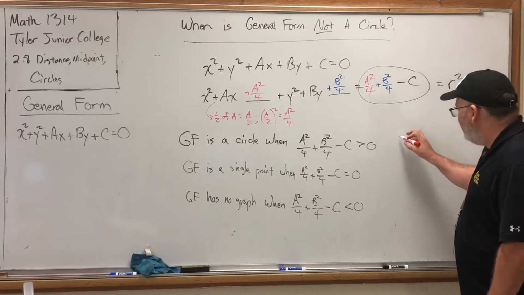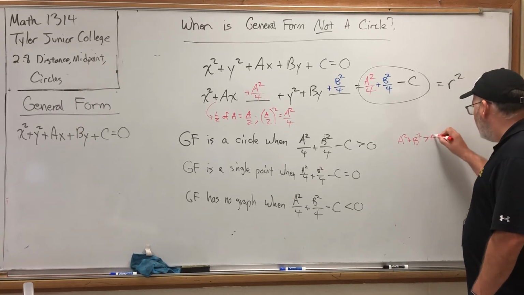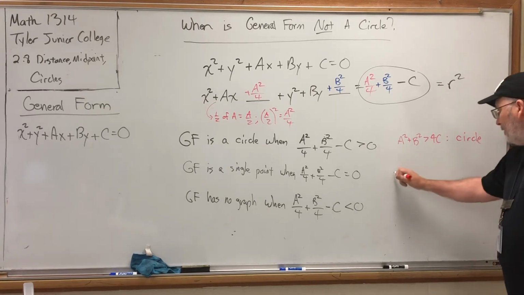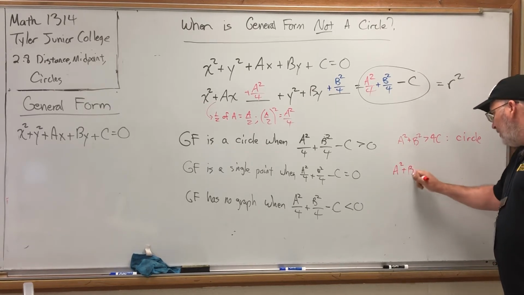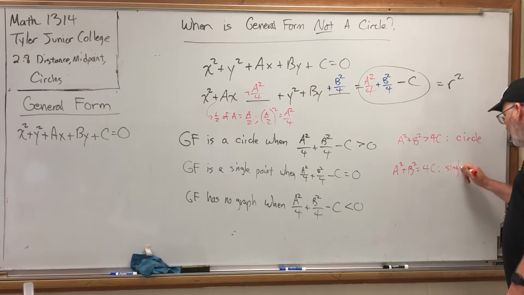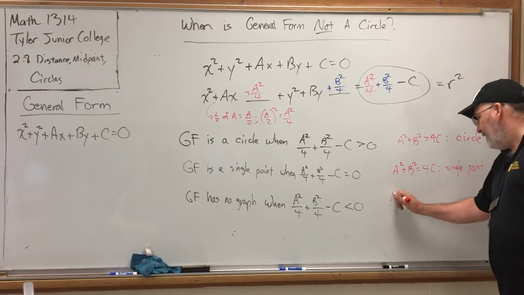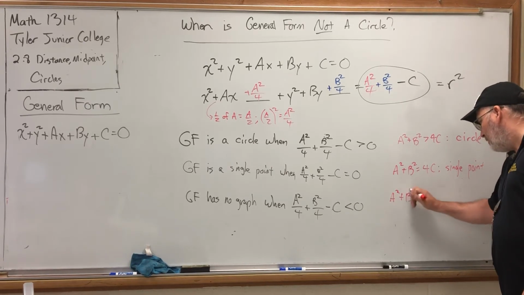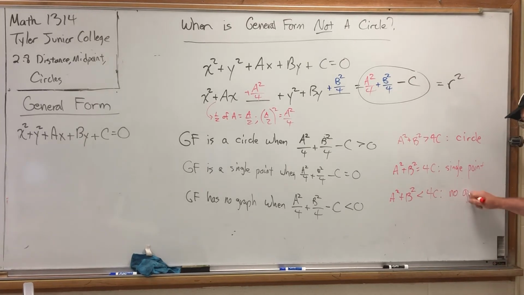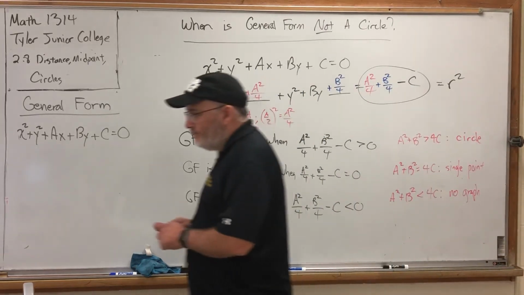So if we do that, A squared plus B squared is greater than 4C means that we have a circle. A squared plus B squared equals 4C means that we have a single point, or if you want to think of it as a circle with the radius of 0. And then A squared plus B squared less than 4C is when there would be no graph. Well, rather I should say no graph on a real coordinate plane.